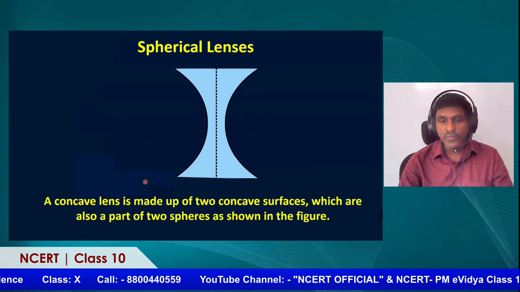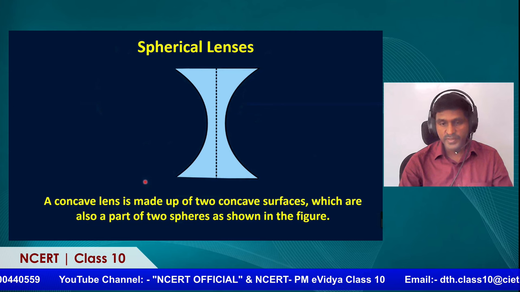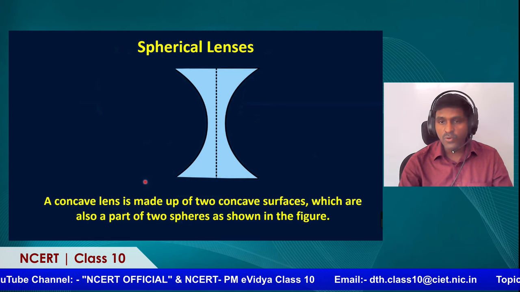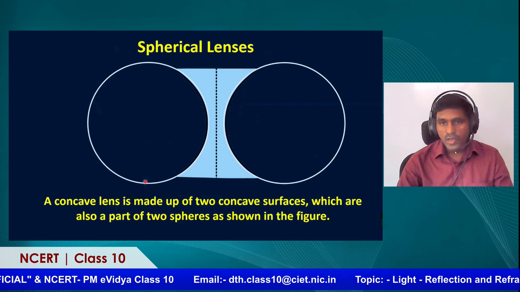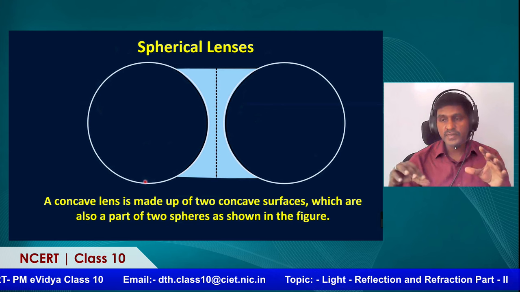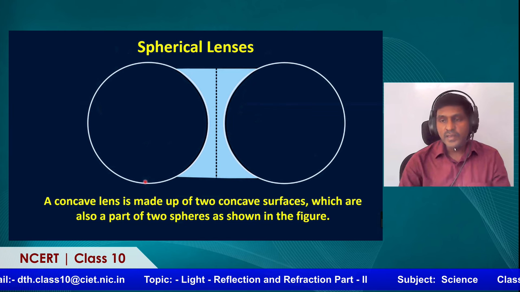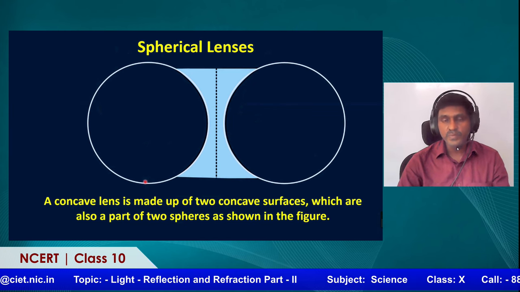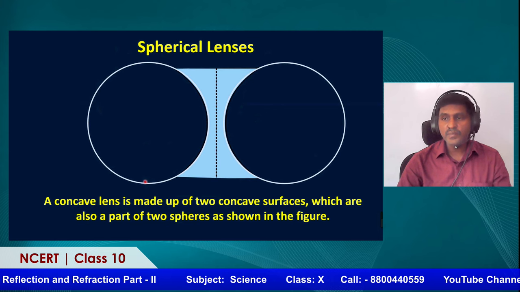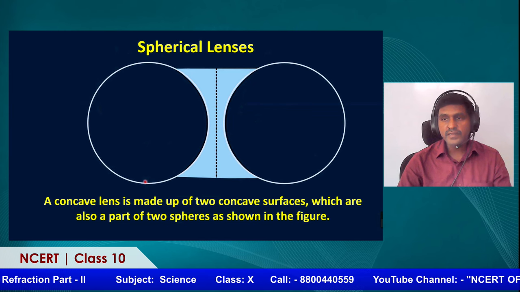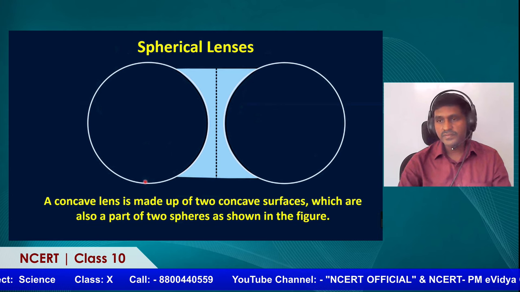Similarly, in the case of a concave lens also, a concave lens is made up of two concave surfaces which are also part of two spheres. How are the two spheres formed? Here is one sphere and here is one sphere. So these refracting surfaces are constructed with the help of spheres, and these lenses are called spherical lenses. By combining concave and convex, we can create many types of lenses. But in this session, we are going to deal with only the concave and convex lens.